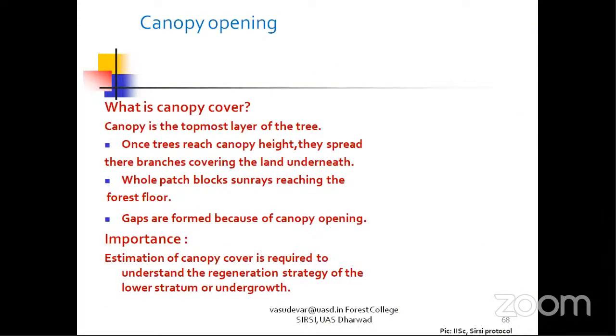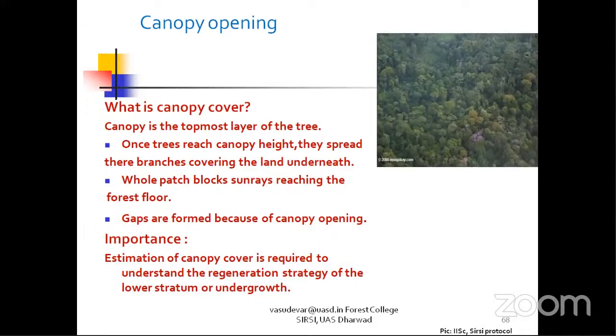In fact, the most important aspect in forest monitoring is to look at the canopy. So what exactly is the canopy? The topmost layer is called the canopy. Why we should look at it is that whenever there is an opening of the canopy, the gap created by the canopy opening will be the starting point for most of the recruitment that happens in a forest. This is called gap phase regeneration.